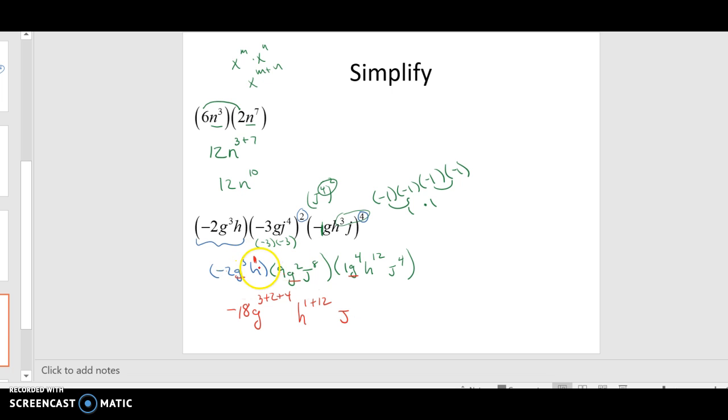And last, my j's. No j here, but j to the 8th times j to the 4th. I'm going to add those exponents. So I get -18 g to the 2 plus 4, which gives you 9. H to the 13th, and j to the 12th. And whenever you have multiple variables, I always like to go in alphabetical order. Okay?